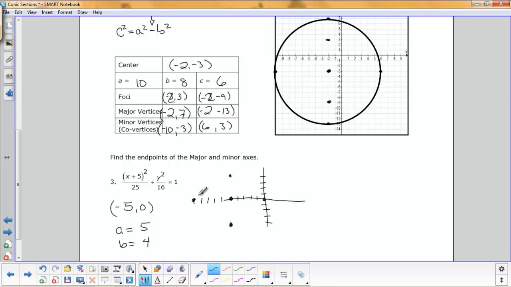The endpoints of the major and minor axis are located here and here. So I need to determine those points: negative 10, 0, and 0, 0 as the endpoints of the major axis, and negative 5, 4 and negative 5, negative 4 are the endpoints of the minor axis.